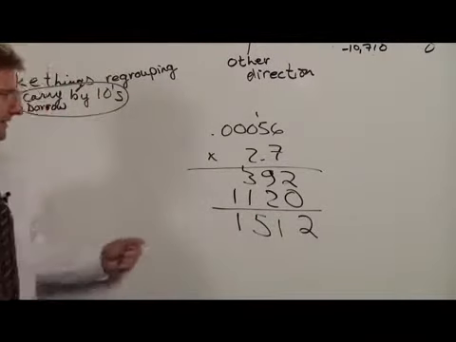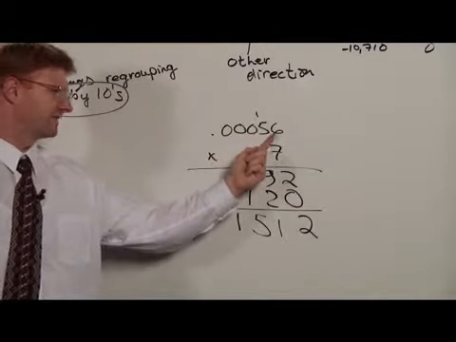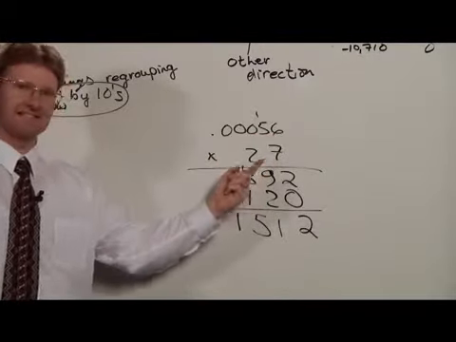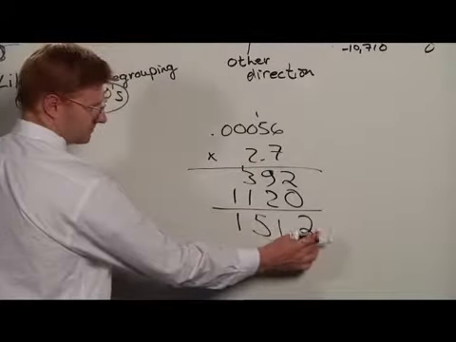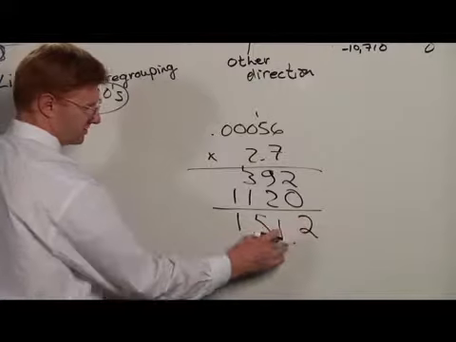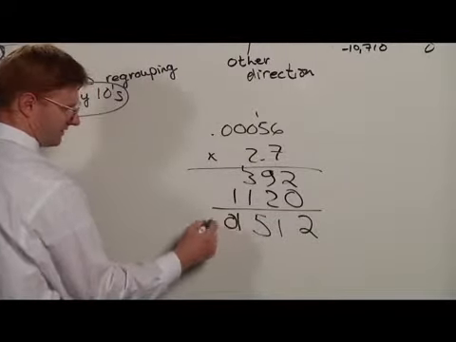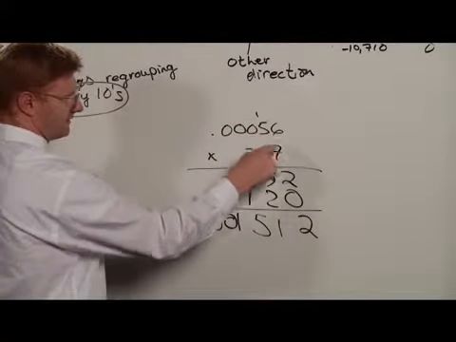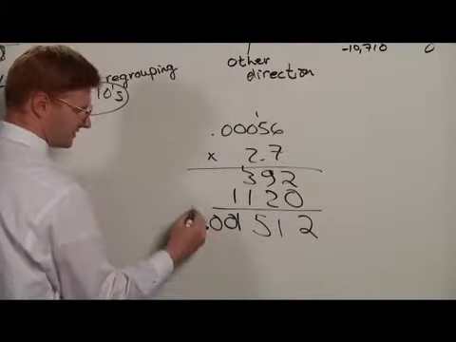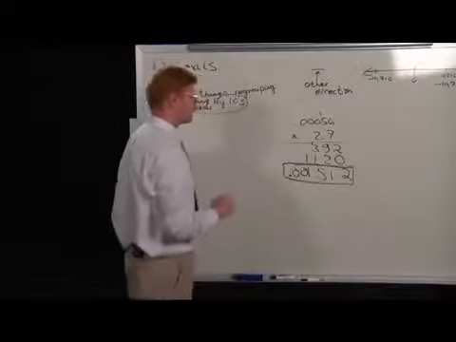So we look at this, and now to get the decimal in the right spot, we now have 1, 2, 3, 4, 5, 6 decimal places behind the decimal. So the decimal can't be here. That'll only give us one spot. 1, 2, 3, 4, 5, 6. So this is where our decimal now is. And that's the end result.